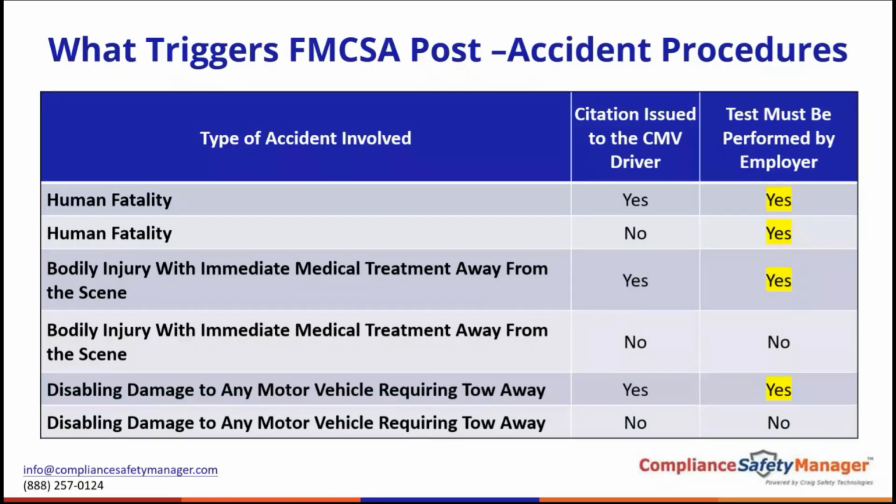Moving down to the next type, if there's an injury with immediate medical treatment away from the accident scene and the driver was cited, then you must test. If the driver is not cited, testing is not required. Finally, if any vehicle requires a tow away and the driver is cited, again, testing is required. If no citation is issued, then no testing is required. So that is pretty clear-cut to understand, I think.